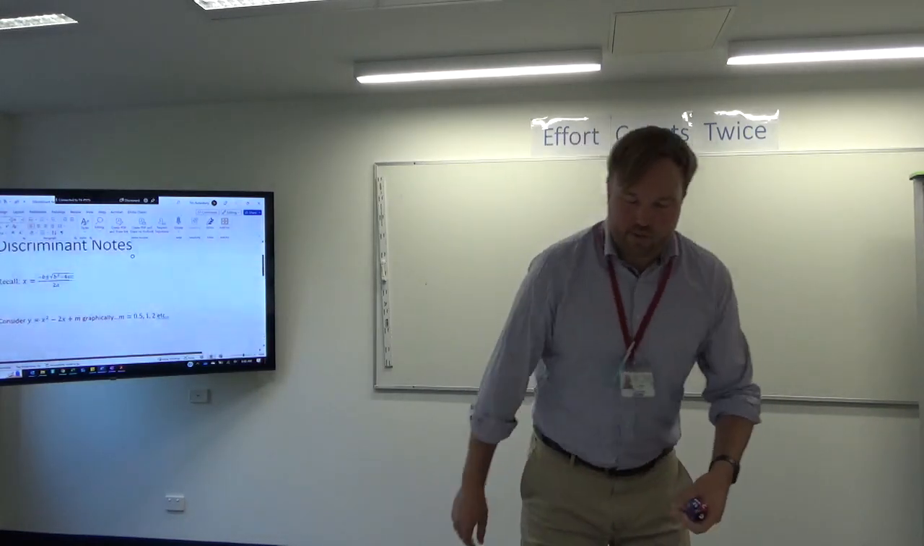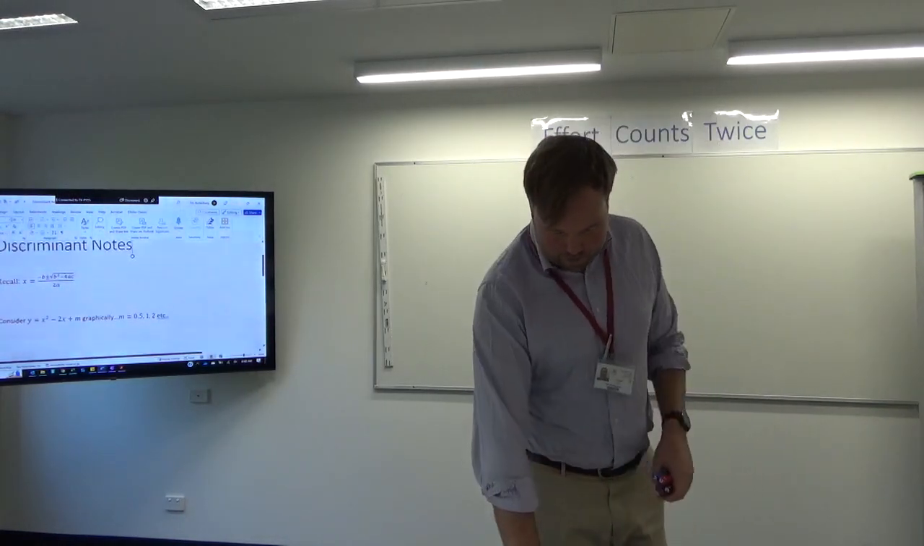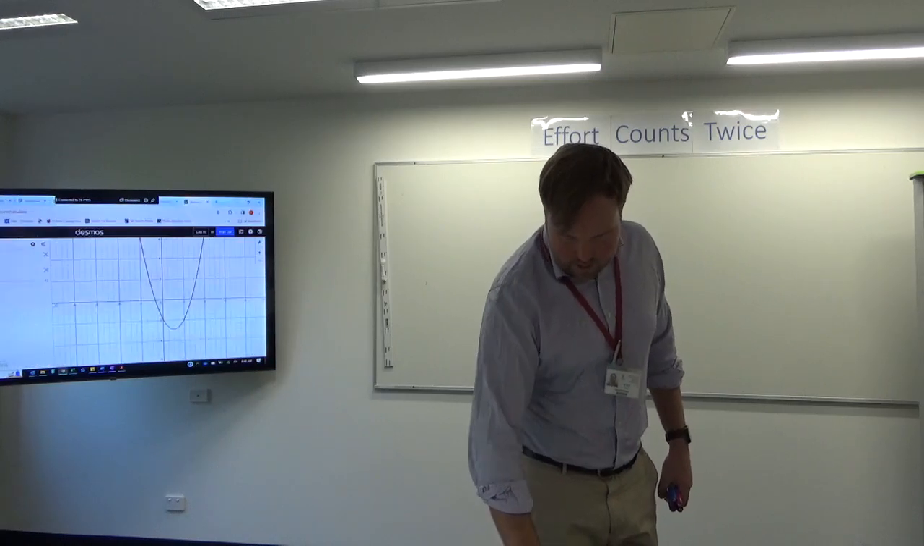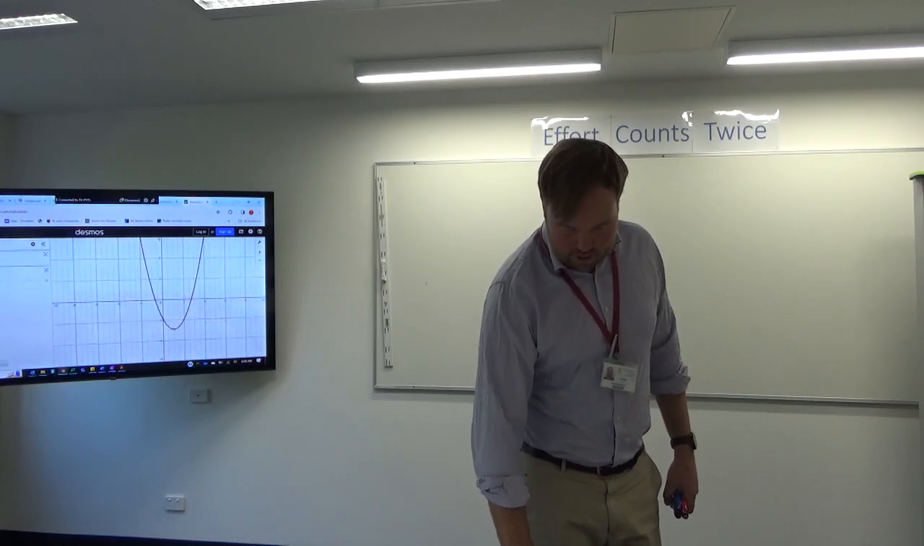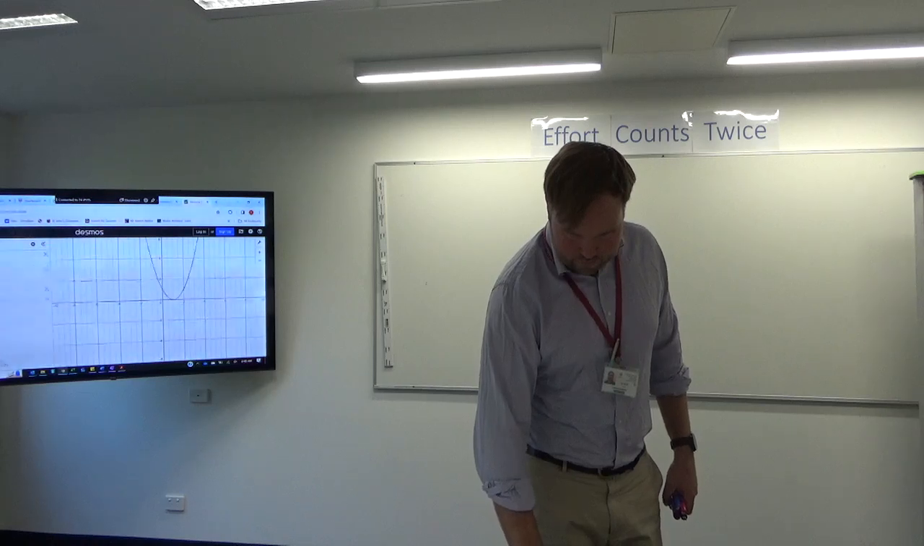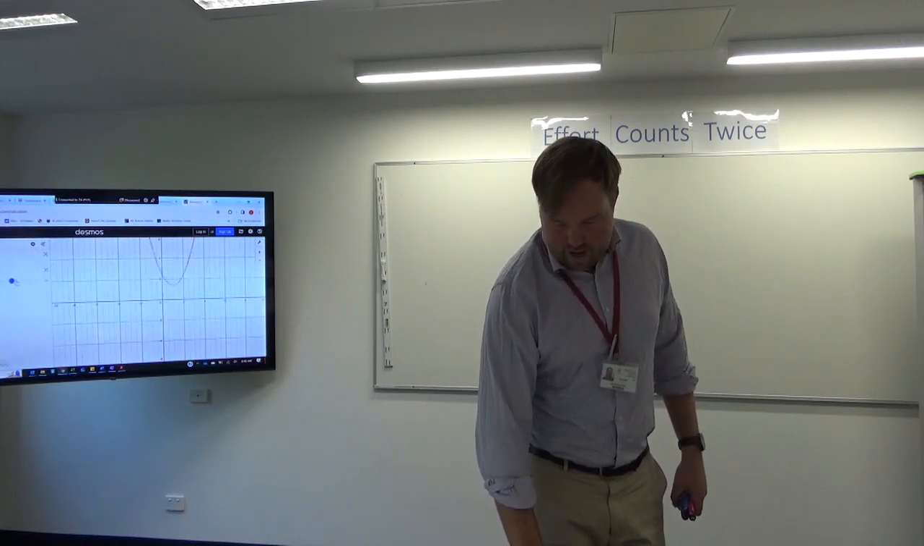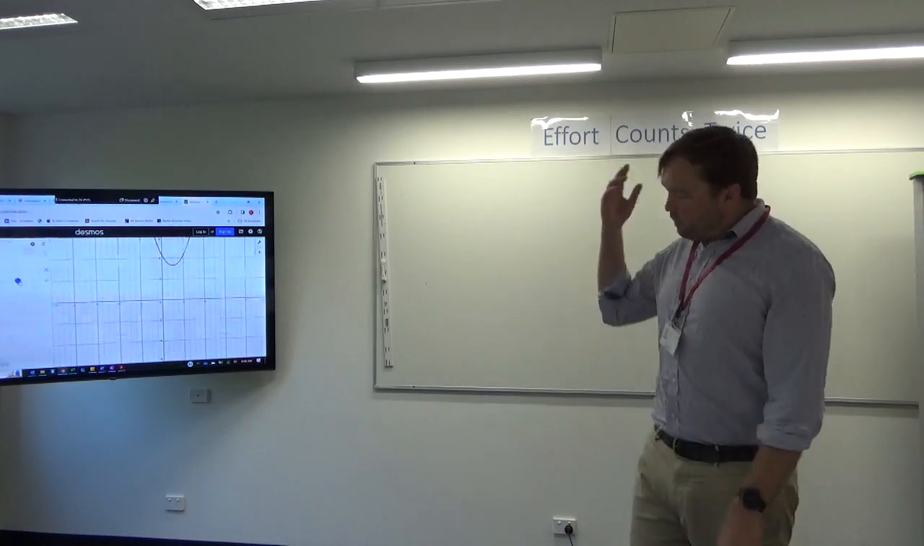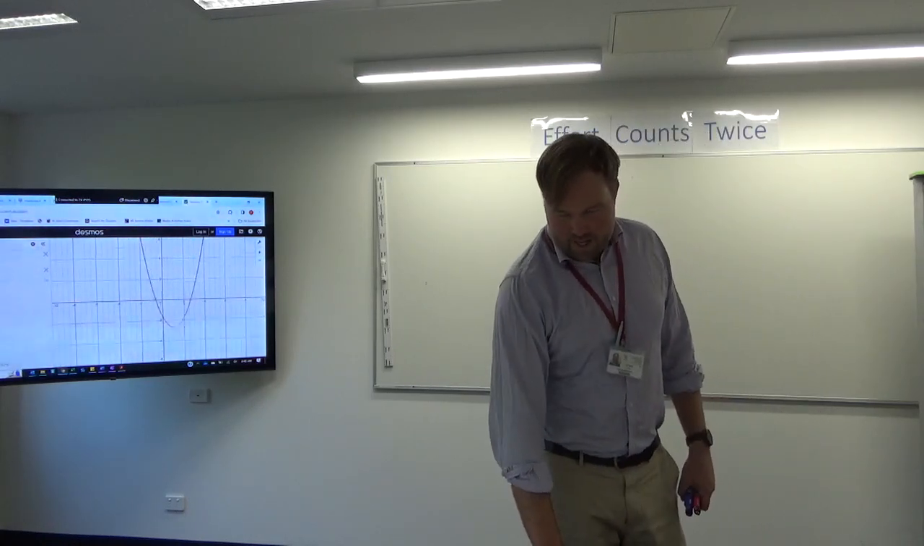We're going to consider this graph. Y equals x squared take 2x plus m, or c. And as that, I'll change it to m. As that value of m changes, the graph either lifts up or drops down.